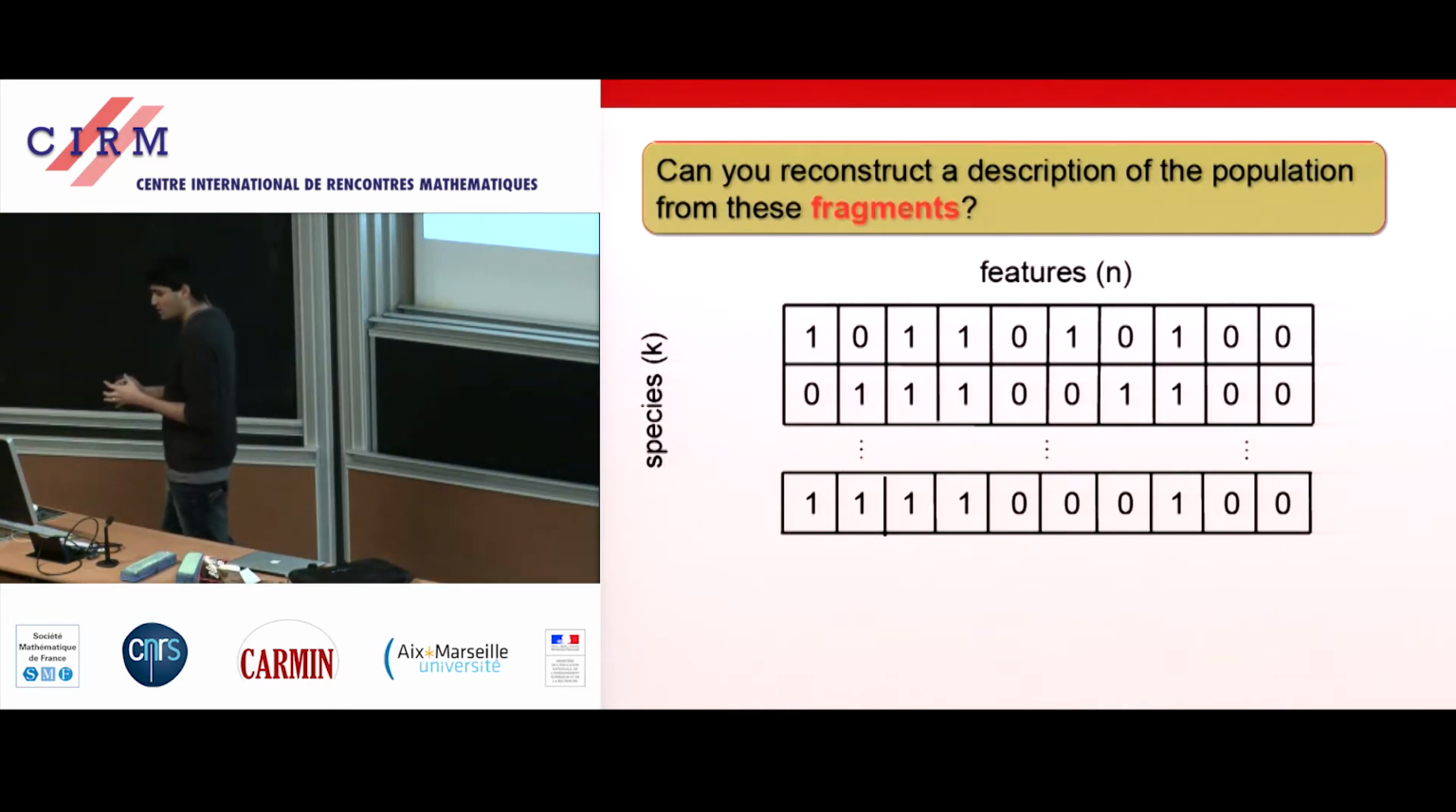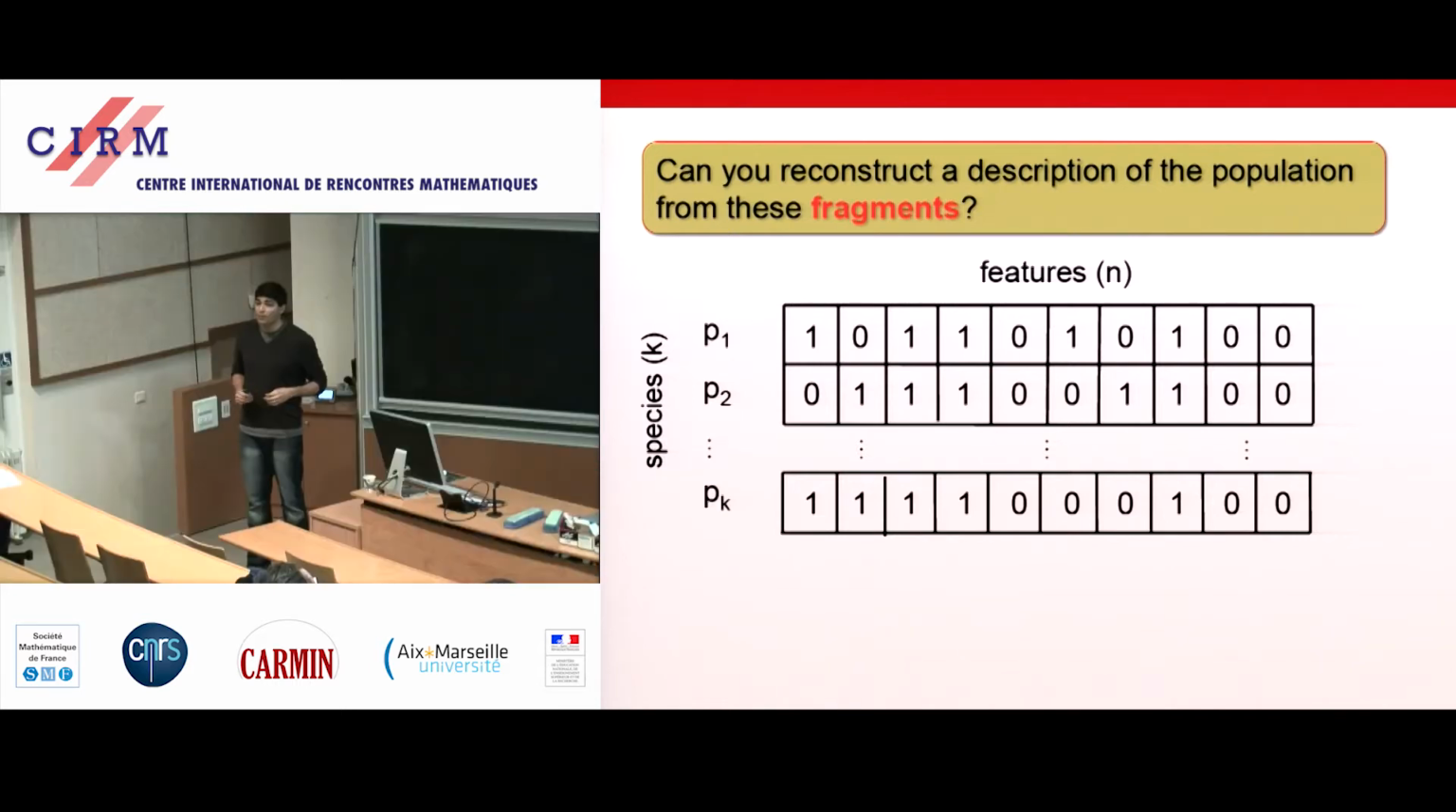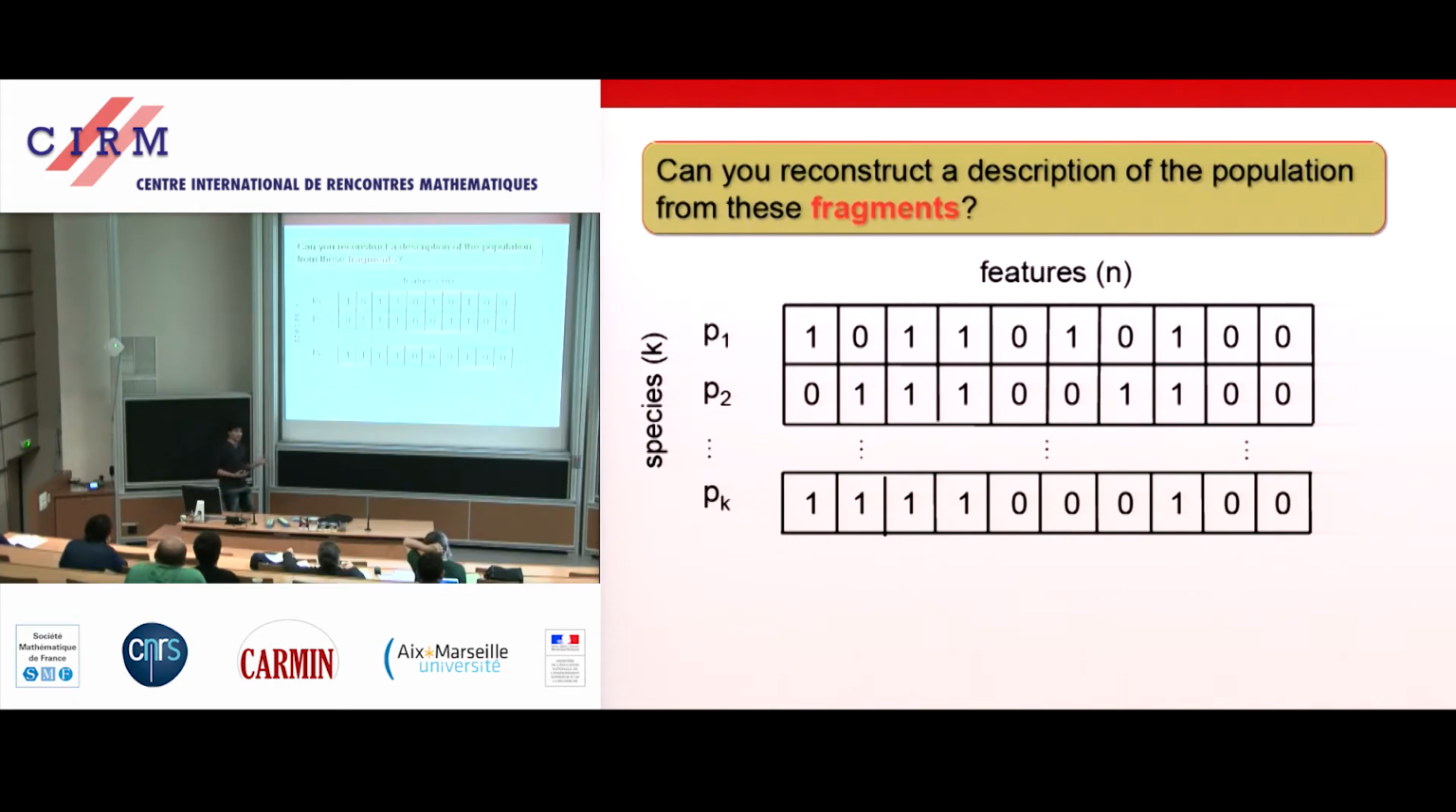Of course, this isn't quite a full description of the population, because what's also important is some notion of the underlying probabilities associated with each of the different species. So among all the dinosaurs, what fraction were each of these different species? This is your underlying ground truth that you'd like to be able to recover.